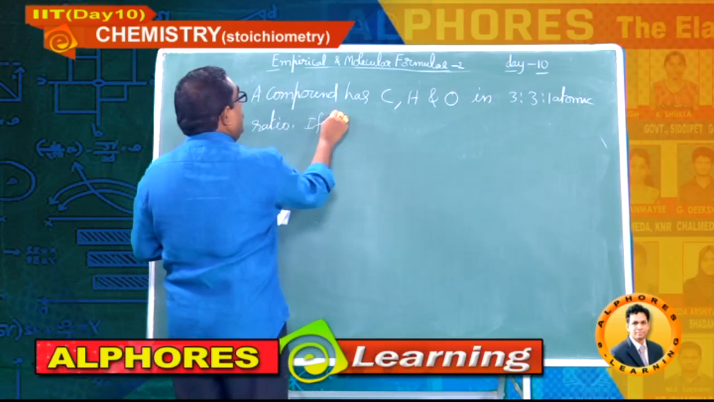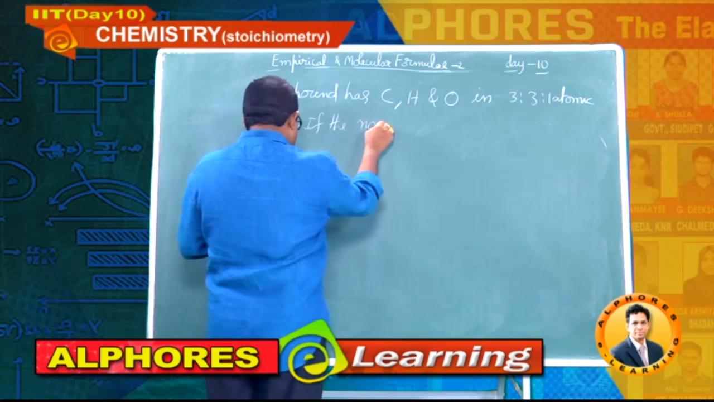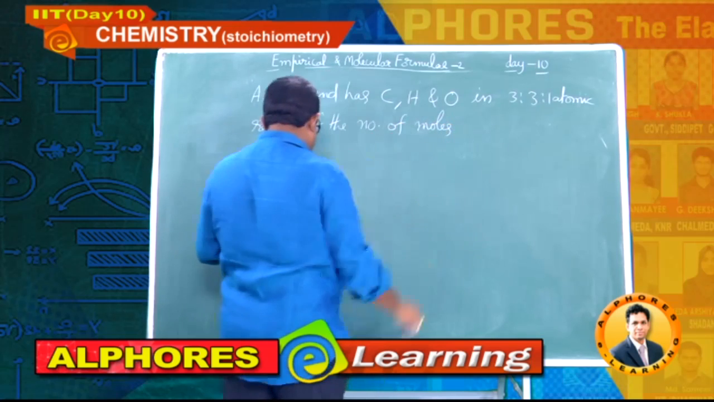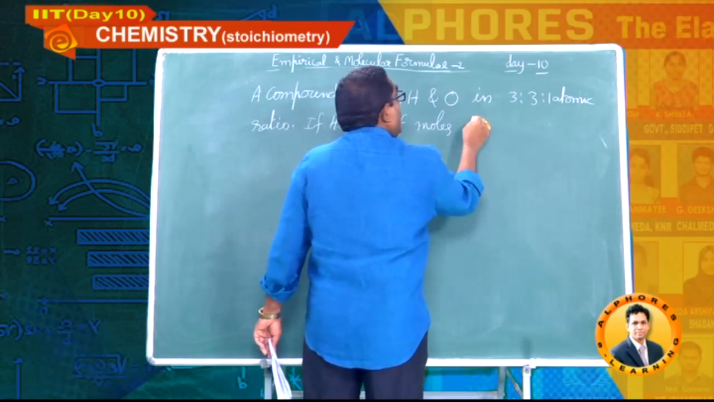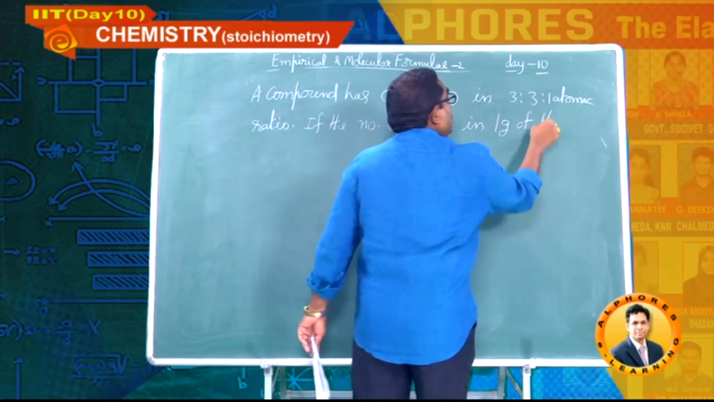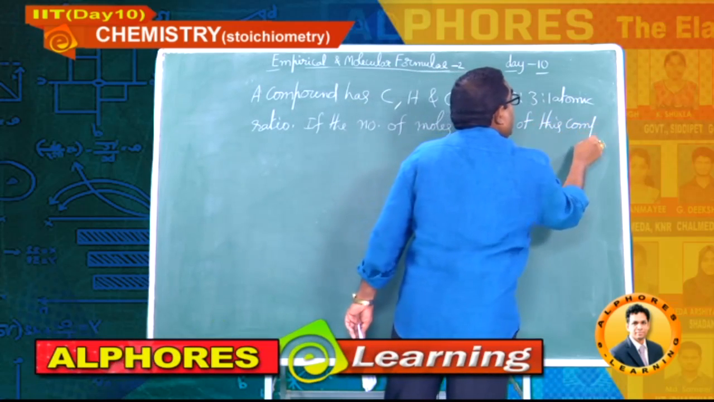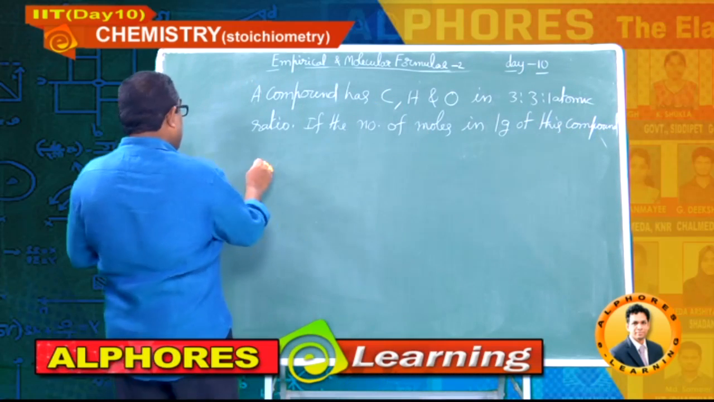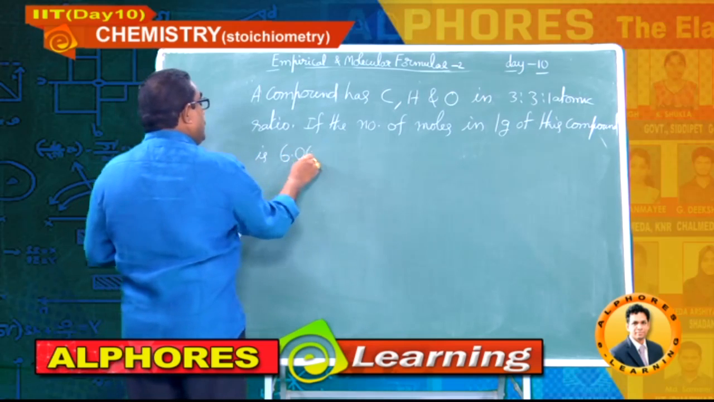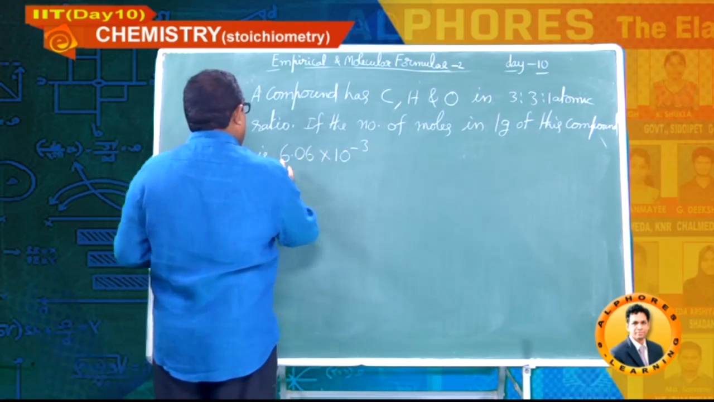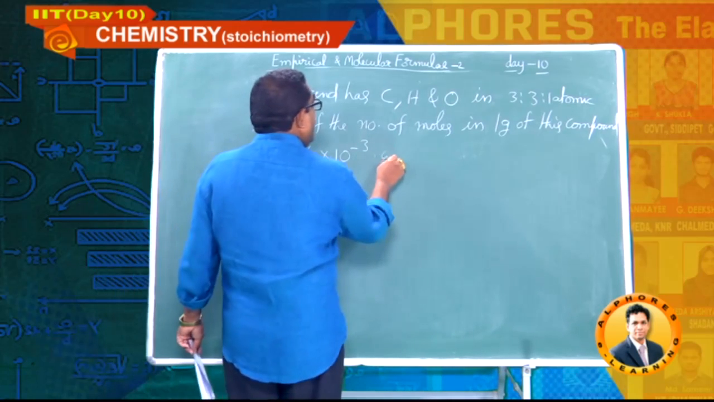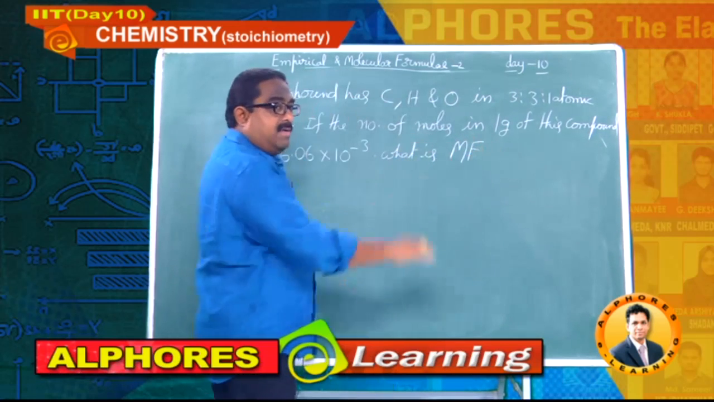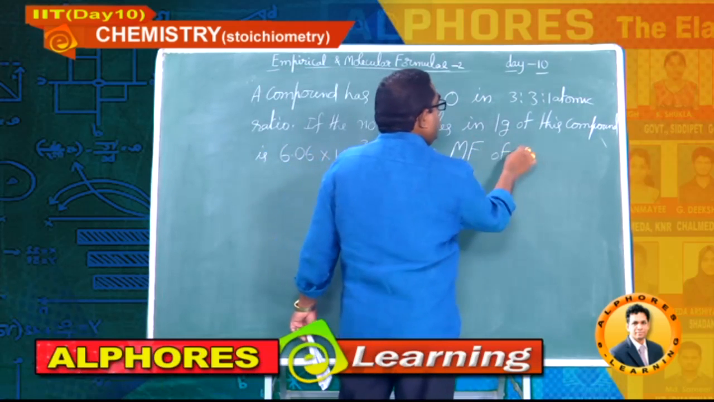If the number of moles in 1 gram of this compound is 6.06 into 10 power minus 3, what is the molecular formula? MF, molecular formula of the compound.